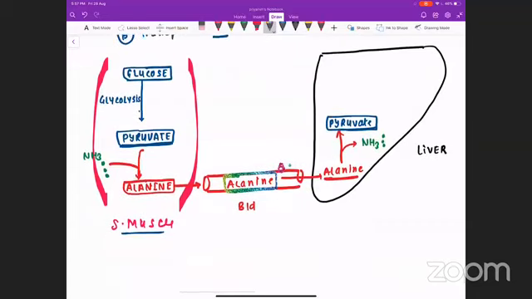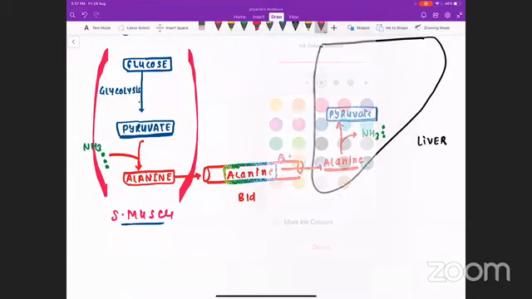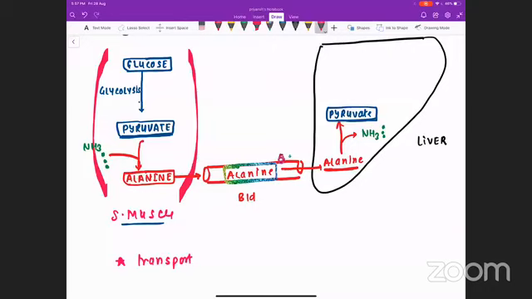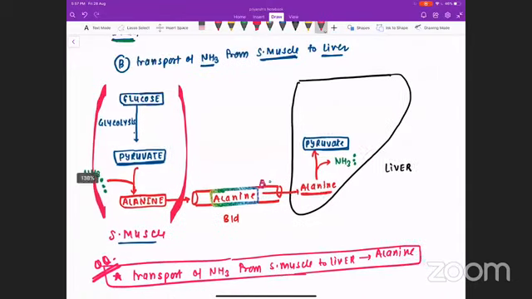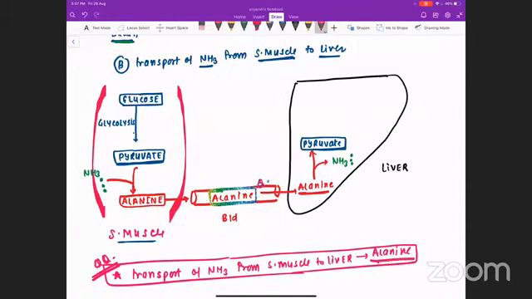So I'm writing the information here. Transporter of ammonia from skeletal muscle to liver: alanine. This is asked multiple times in your exam. What is the name of the transporter of ammonia from skeletal muscle? And what is the name of the transporter of ammonia from brain? From muscle, the answer is going to be alanine. And from brain, it is glutamine.